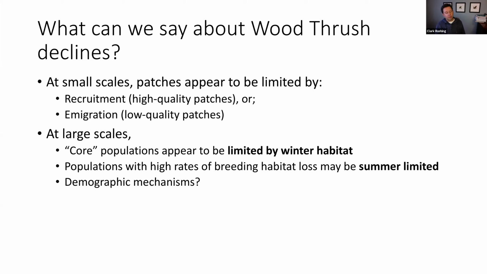Now, most of these analyses, at least the large scale analyses, don't tell us a lot about the demographic mechanisms. So the retrospective analysis that we used, as well as the network models, don't tell us as much as we might like to know about the role of survival versus fecundity, particularly seasonal survival. So that's something that I think is still an outstanding question, at least at the scale that we oftentimes need to answer these questions.